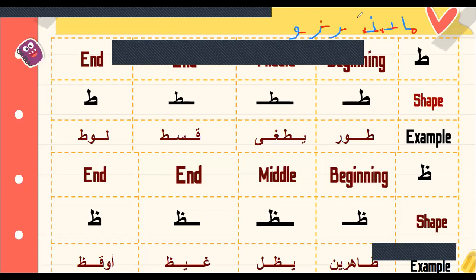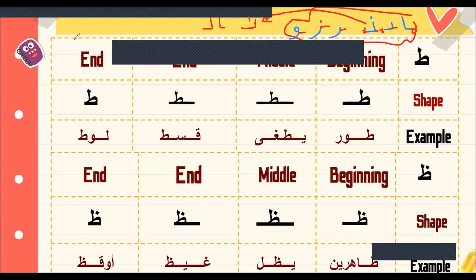This is important to know because some sisters or kids, for example, don't know whether this is a nun or a dal in words. Some don't know if this is an alif or a lam. So knowing this rule helps us too much to know what we are dealing with.